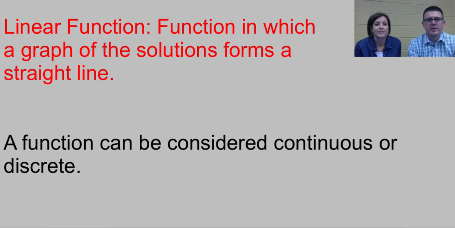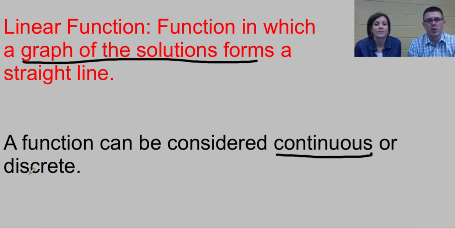All right, so you got two pieces of information to start in your notes. A linear function is a function in which a graph of the solution forms a straight line. That is true. You're writing it down. And then a function can be considered either continuous or discrete. We'll talk about what each of those means here in just a minute. But those are your two options when we are looking at a function.